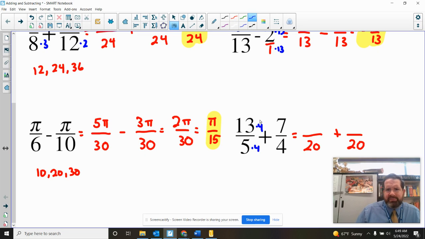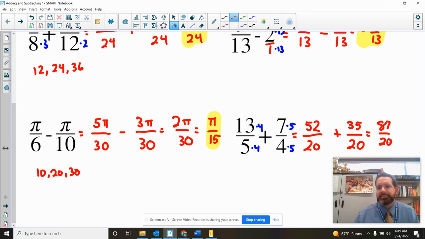So to turn a 5 into a 20, you multiply by 4. So we'll do the same thing top and bottom. Oh gosh, and 13 times 4 is 52. And then over here, to turn a 4 into a 20, you multiply by 5. So the same thing top and bottom. We'll have a 35 on top. 52 plus 35 is 87 over 20.